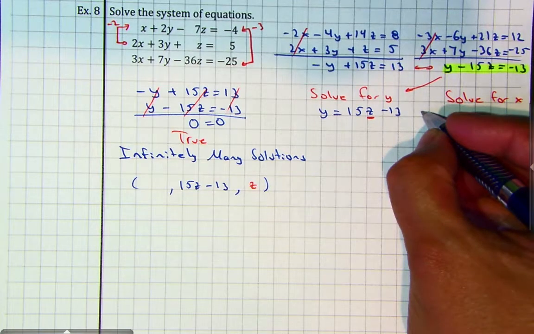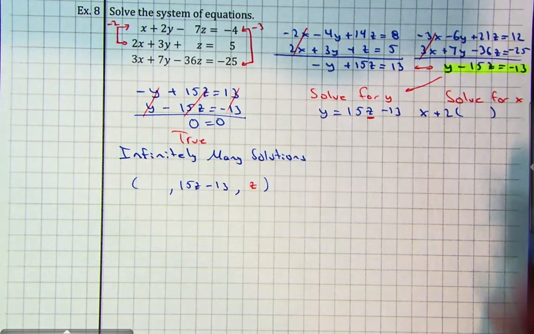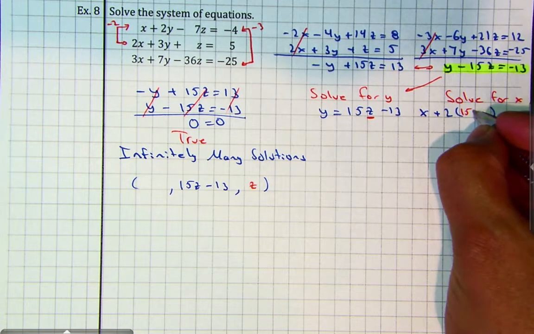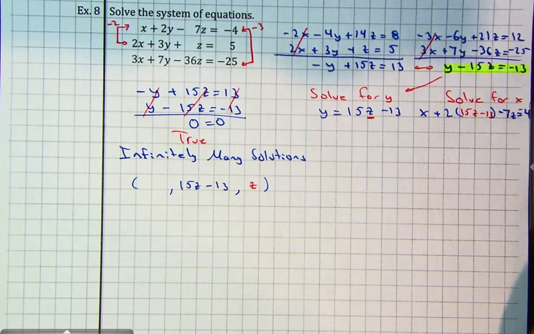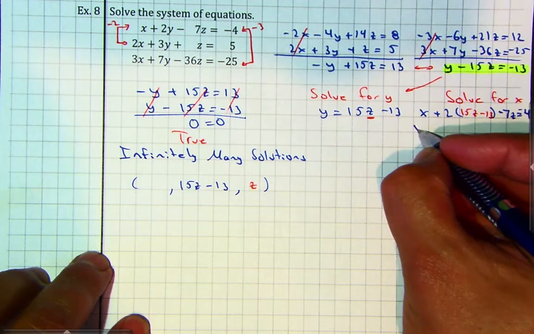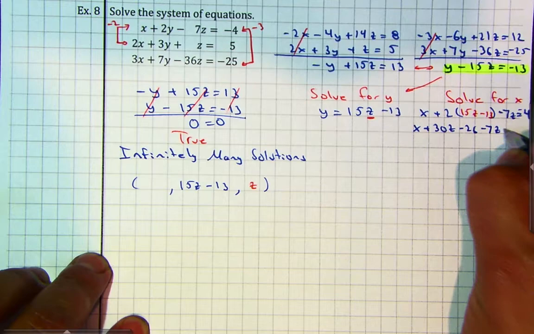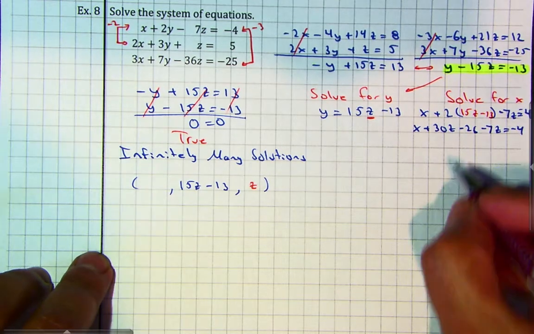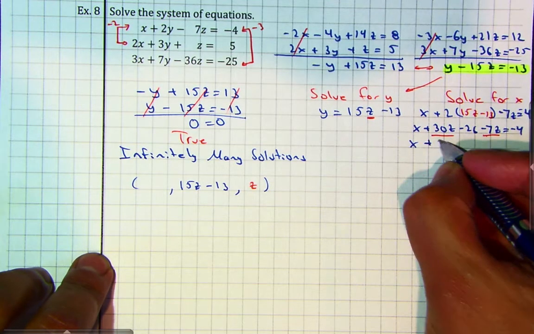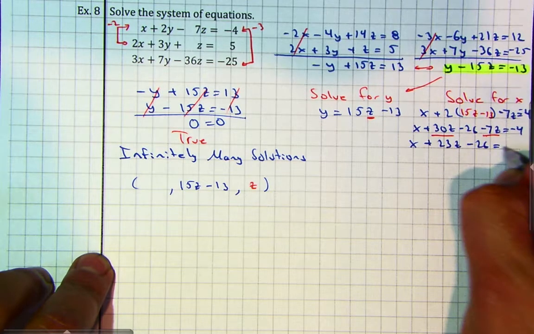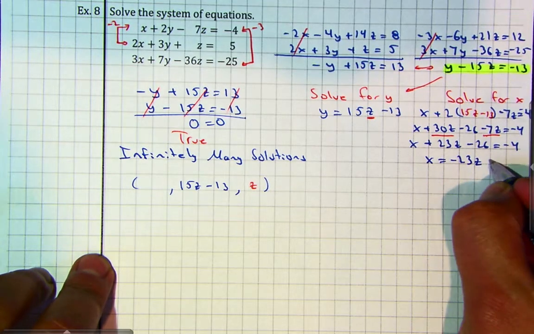Let's see, the value of x is what I'm looking for. The value of y is 2 times y, which is 15z minus 13 minus 7z equal to negative 4. I'm going to give myself more space. So x plus 30z minus 26 minus 7z equal to negative 4. Let's combine like terms. So it gives you x plus 23z minus 26 equal to negative 4. Move everything to the right, so x equals negative 23z plus 22.